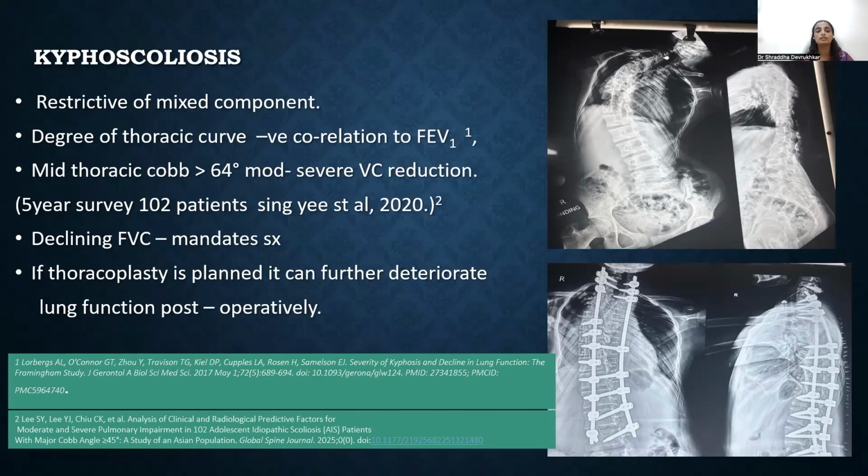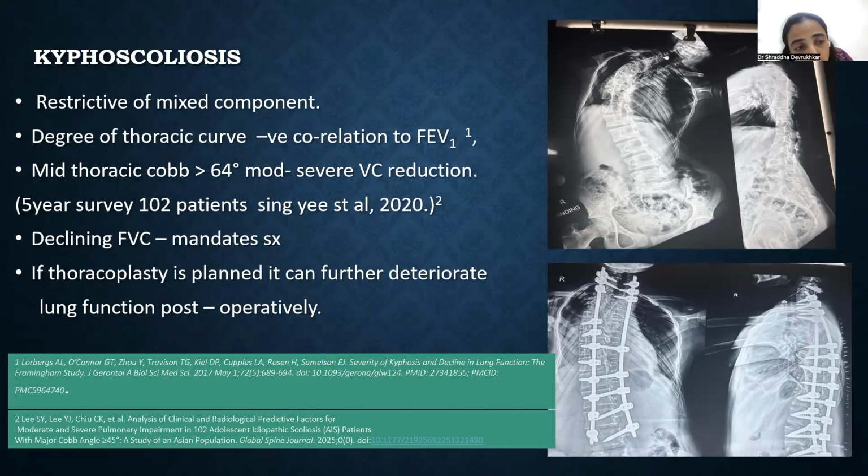Suppose we get a PFT report which is showing the forced vital capacity is declining. I cannot say optimize, give an advice, chest medicine review, start bronchodilators. No, because the decline is due to the primary pathology, the kyphoscoliosis. Why wait for 6 months or a year? Probably the patient will be further bad and it will be further complex.